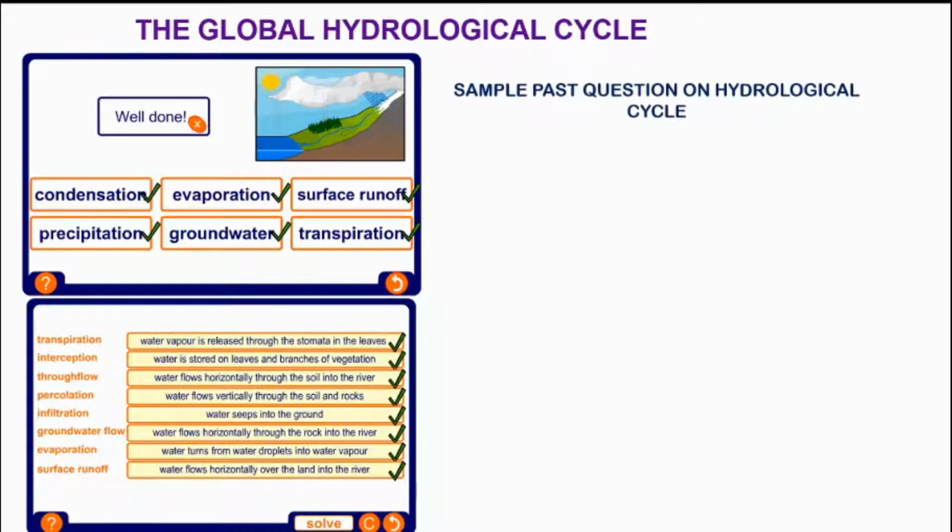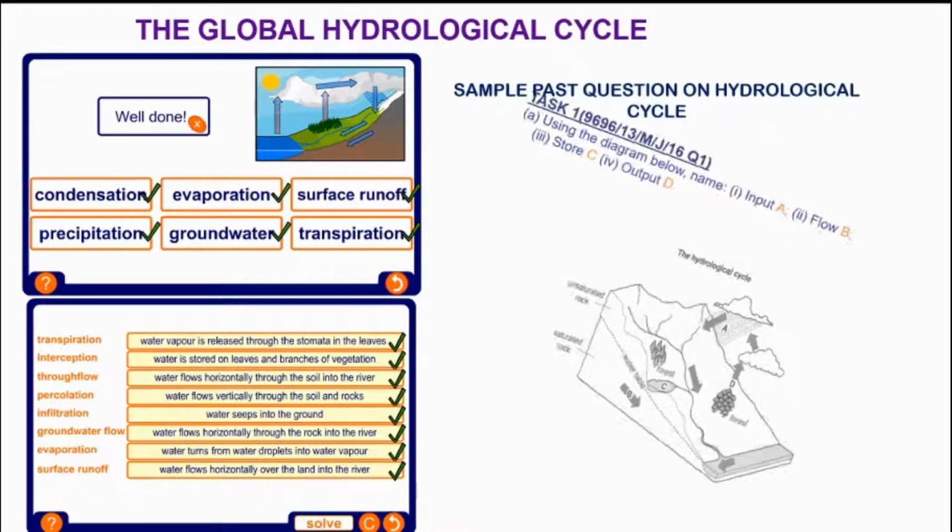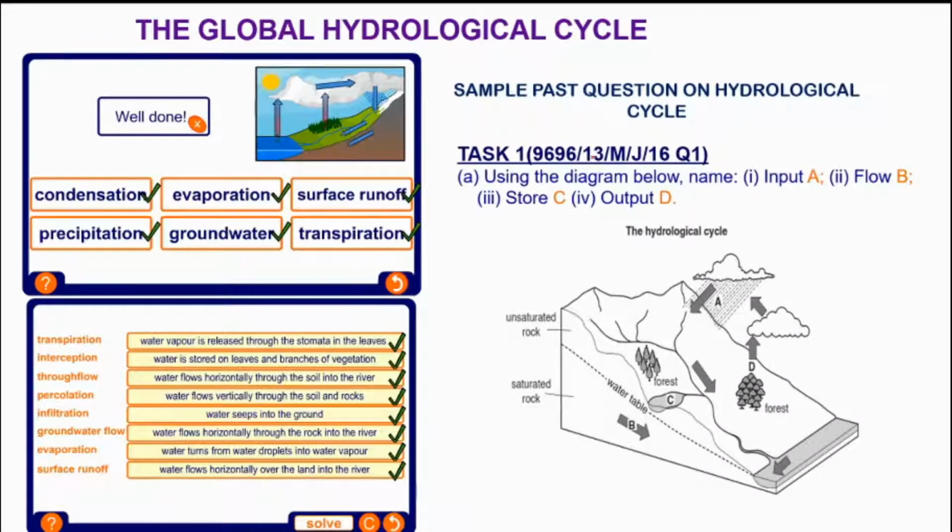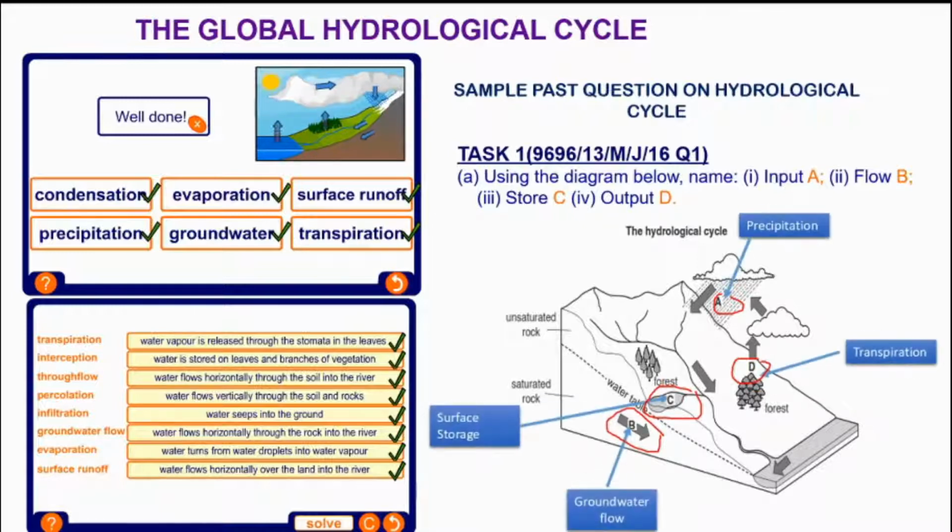Now there's a sample past question which I want us to talk about. This question was taken from the 2016 May-June paper 1-3. Question 1. Using the diagram below, name input A. This is the input A, so you name what it is. The flow B, which is here beneath the water table. The store C here, and output D. So you can pause the video, answer them, and the answers will be shown in the next 2 seconds.